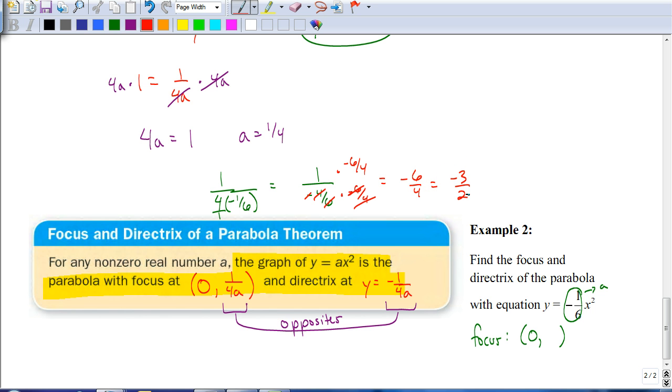And remember what we just found here is I was trying to find the y value for my focus, and I just simplified it, so my answer would be -3/2. The directrix then, remember these are opposites of each other. So I know my focus, the y value is negative 3/2, so my directrix would be y equals a positive 3/2. And there's my answer.